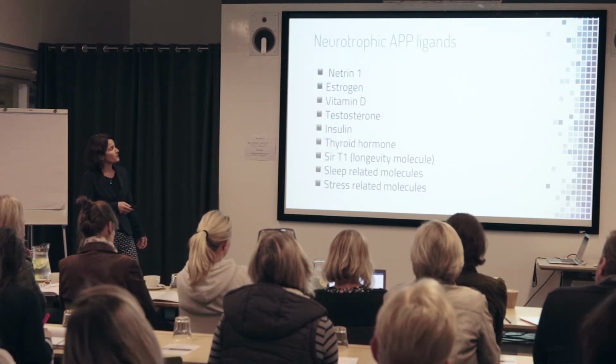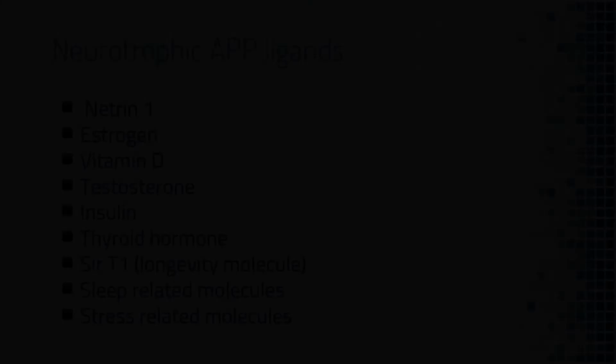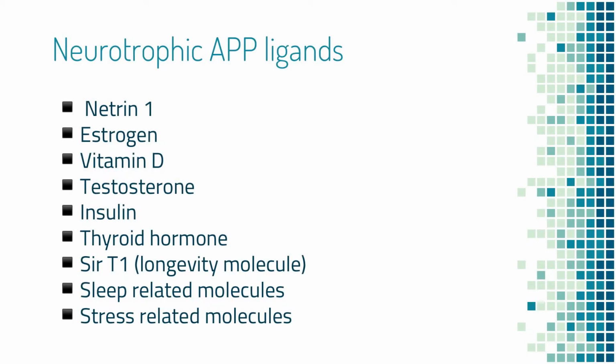So some of the neurotrophic ligands: netrin-1, estrogen, vitamin D, testosterone, insulin, thyroid hormone, SIRT1, which is a longevity molecule and actually is upregulated with resveratrol. So good to be drinking our red wine for that. Sleep-related molecules and stress-related molecules.